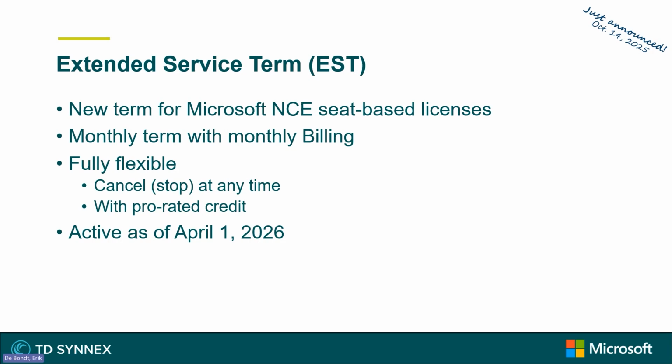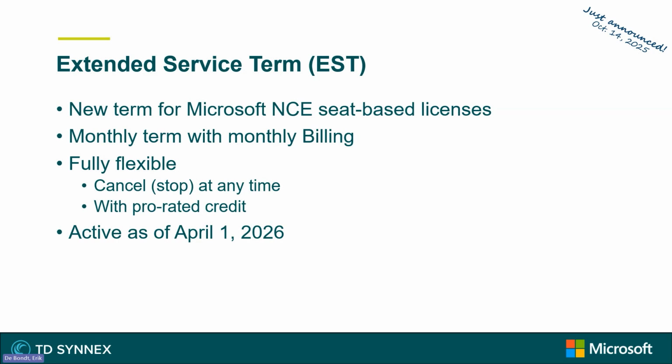It's an extended services term, allowing you, obviously only on the NCE seat-based licenses, so Exchange Online, E5, Business Premium, whatever you have. So the new term is a monthly term with monthly billing. But it's fully flexible. So you can stop it at any moment. You can run it for 2 days, you can run it for 4 days, you can run it for 4 months. But if today you say, okay, we don't need it, you can stop it immediately, and you will have prorated credit on that subscription, the way we used to work before NCE was in place.